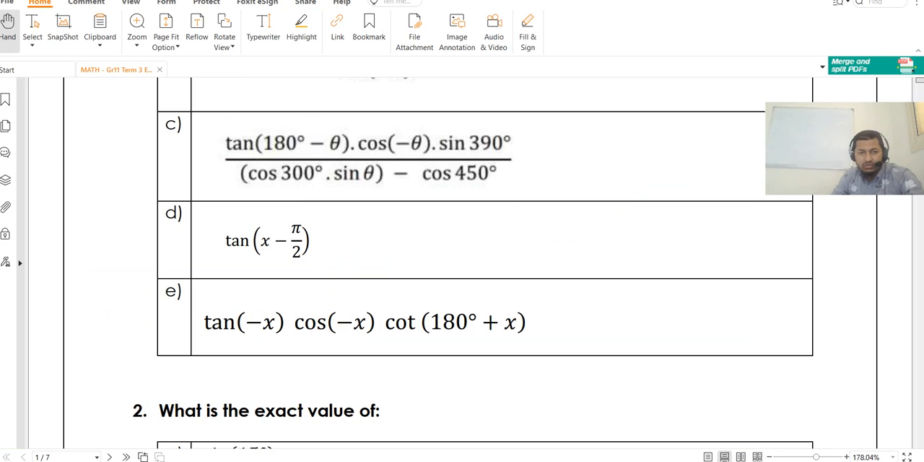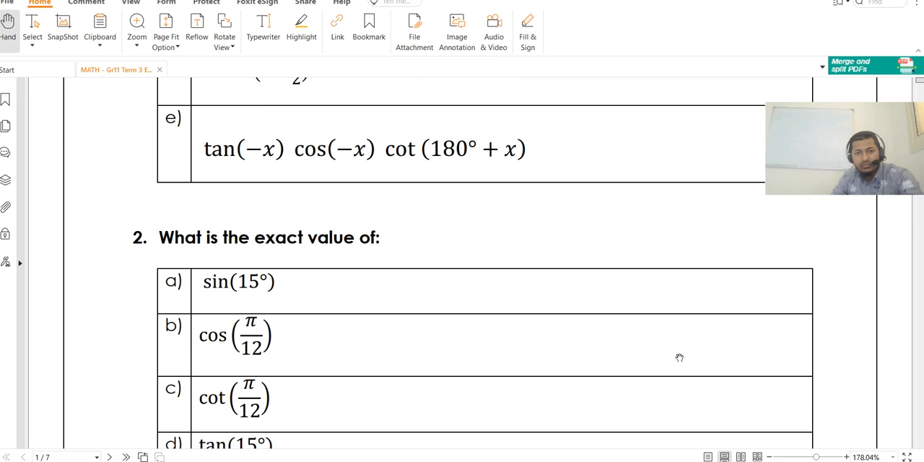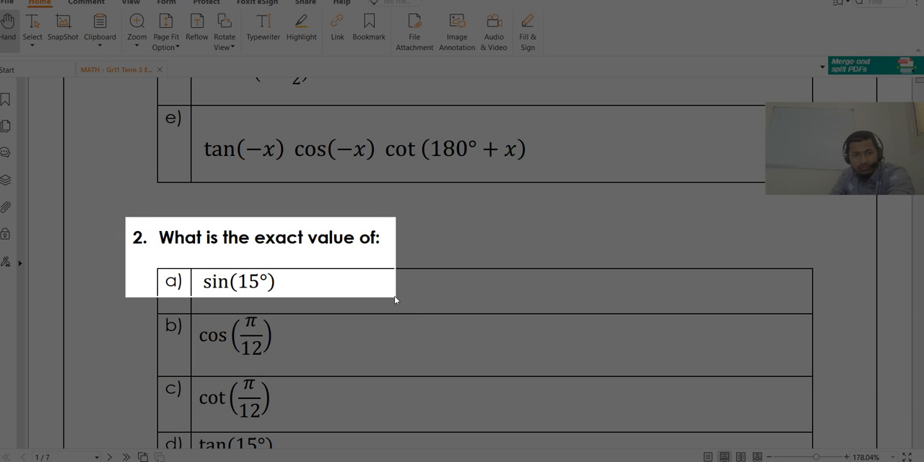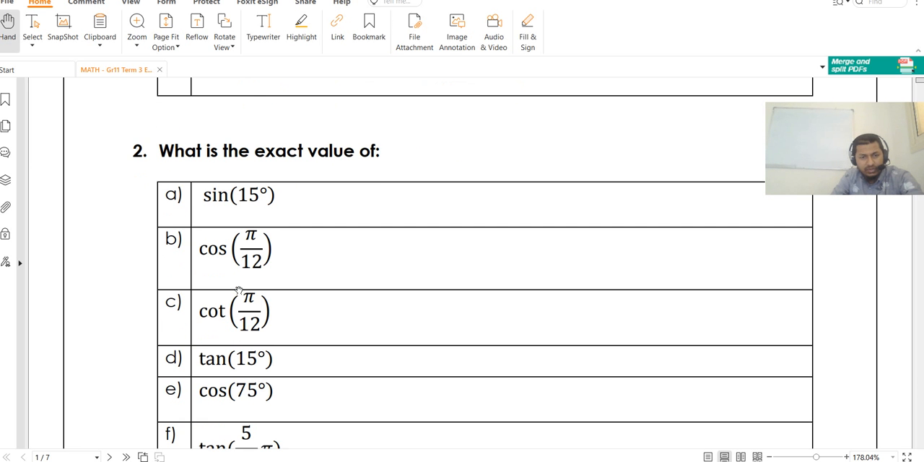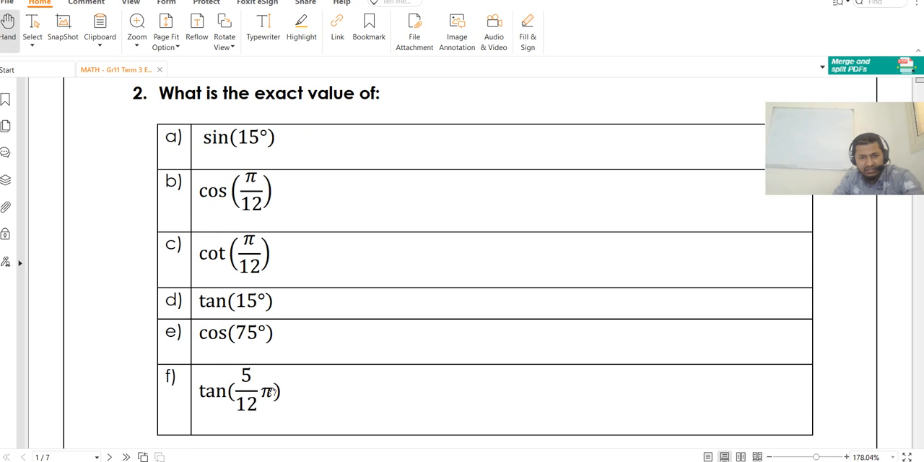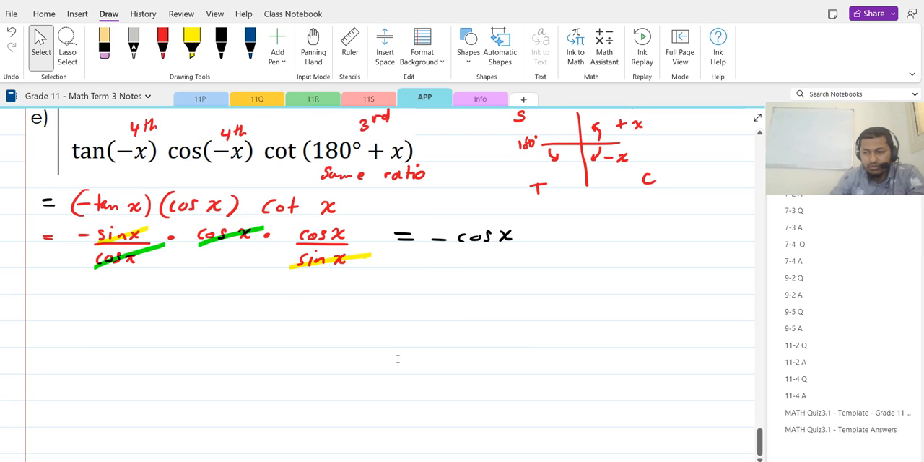Right, let's look at the next question, number 2. What is the exact value of sine 15? Now for these ones, these are all not special angles. So what are these? These are sum and difference formulas, right? So what we have is these things. Remember the sum formula. What is sine of a plus b, things like that?